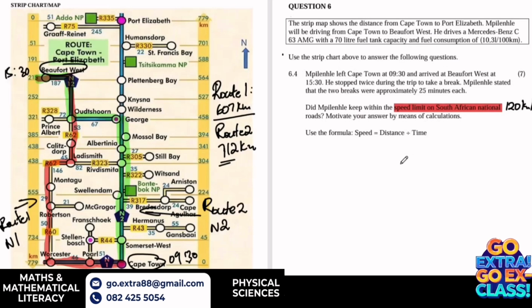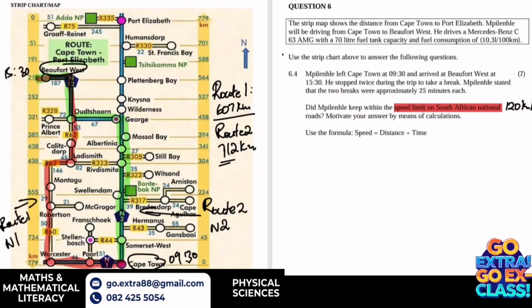So did he keep within that speed? Was he driving within that? Did he not exceed it? That's the question that is asked. It says motivate your answer by means of calculation. So now we need to show calculations, how to prove that he kept within the speed limit. So now we're going to get into it.